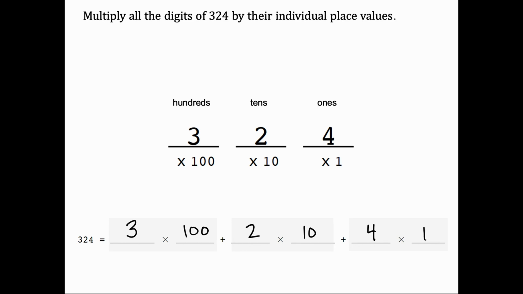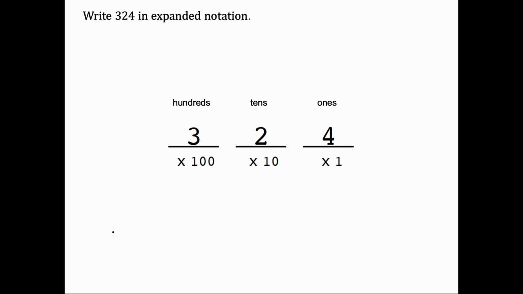Now we can write the expanded notation. After we multiply 3 times 100, we get 300. If we multiply 2 times 10, we get 20. And if we multiply 4 times 1, we get 4. The expanded notation is 300 plus 20 plus 4.